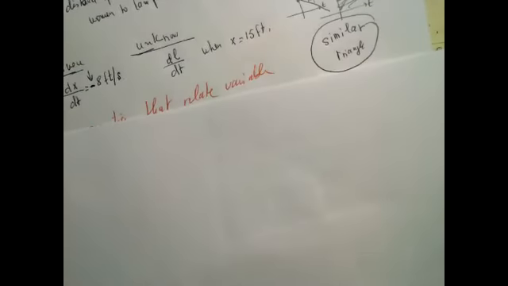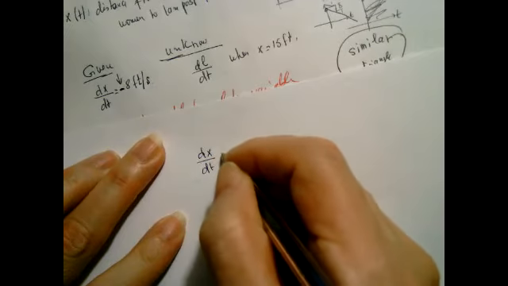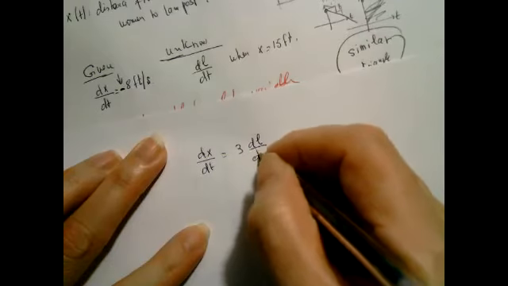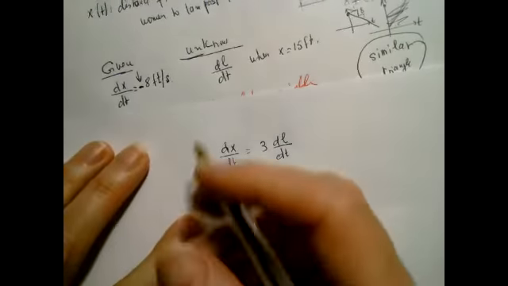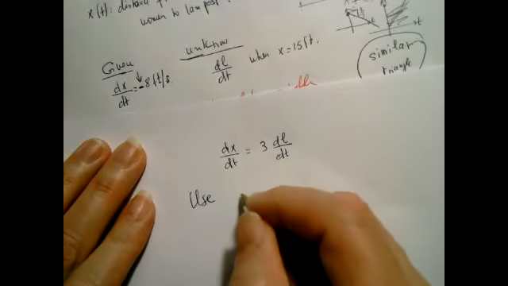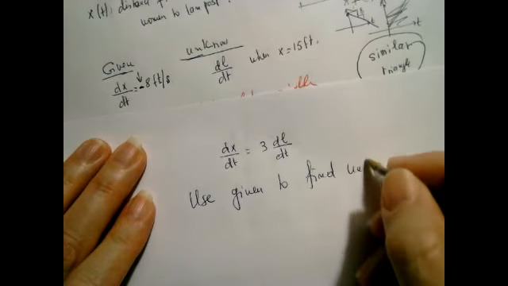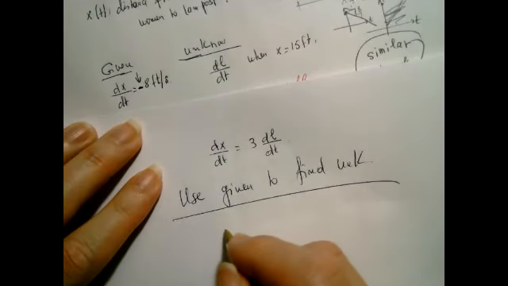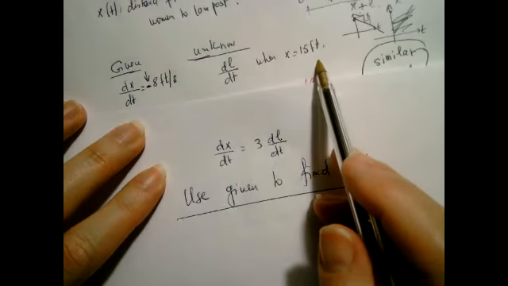So now the last step of the problem. We have this relationship. The woman is moving at a speed which is 3 times the rate at which the shadow is changing. So now we use the given to find the unknown. All right. So what do I have here? I have the given that dx/dt is minus 8 feet per second, and I need to find dL/dt when x equals 15.